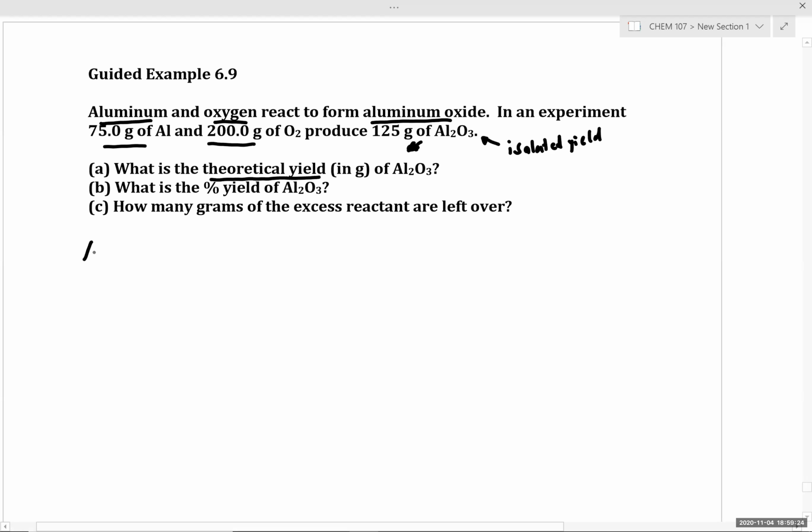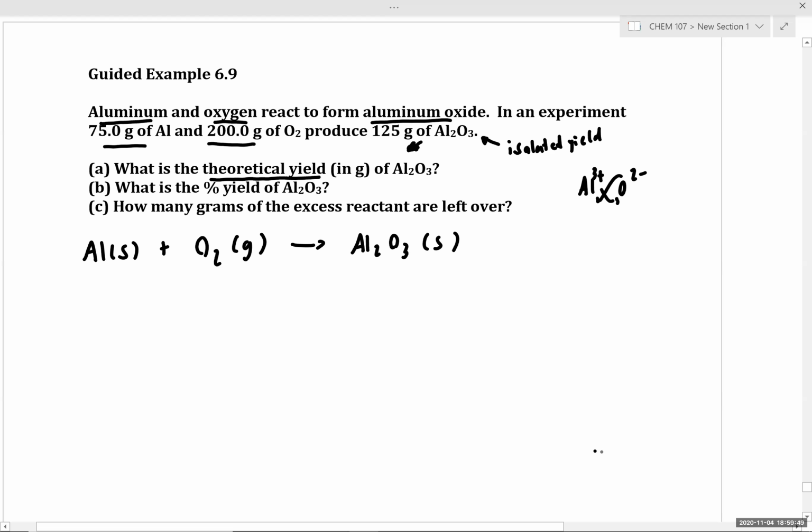So, before we start accounting for the moles of each of our reactants, let's make sure we have a balanced equation. Aluminum is an atomic metal, oxygen is a diatomic gas and a nonmetal, and for aluminum oxide, we have Al3+ and O2-, we cross our charges and we get Al2O3.